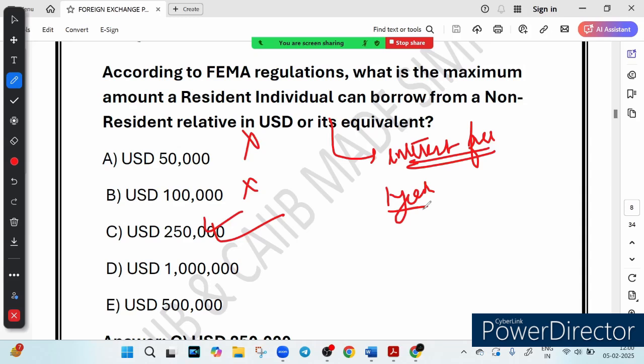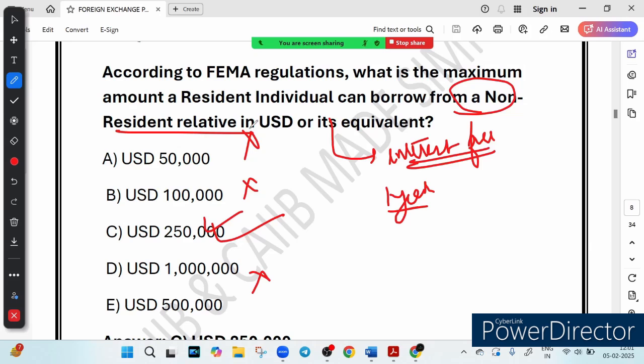Is it clear? $10 lakh, which means $1 million, is not correct. It's too high compared to the FEMA limit, and $5 lakh is also wrong. So you must remember what we learned from this question: under FEMA, a resident individual can borrow up to US $2.5 lakh from a non-resident relative. Here the keyword is non-resident relative, right? And the loan must be interest free and have a minimum tenure of 1 year. It can be used for personal or business purposes except for restricted activity like real estate or stock trading.